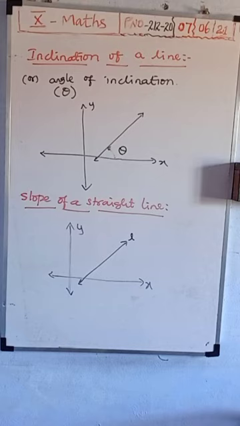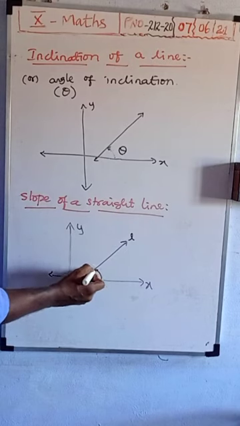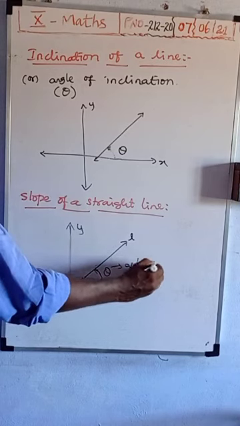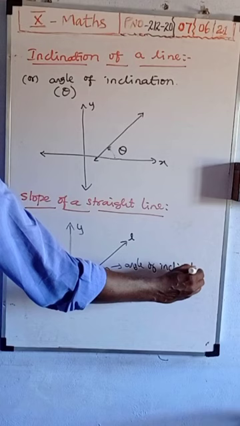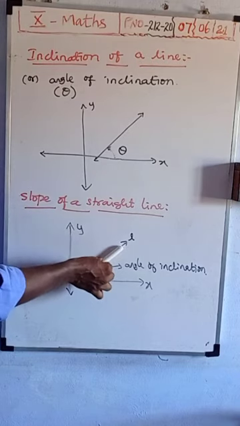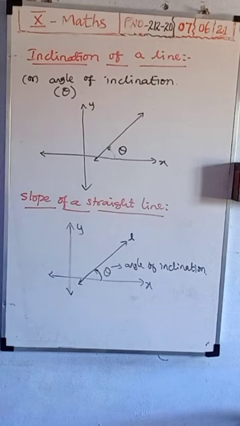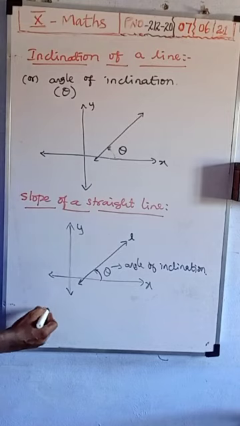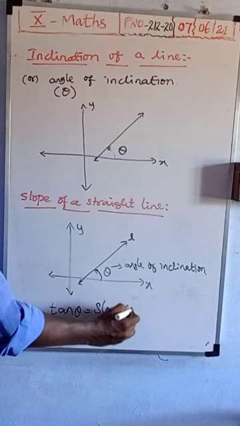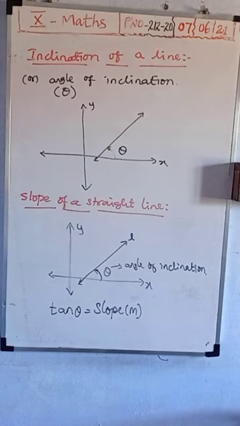Theta is the angle of inclination. Here we will use this angle of inclination. For a non-vertical straight line, this is vertical and this is non-vertical, tan theta is called the slope or gradient. Slope means tan theta is equal to slope m; slope is denoted as m. So in a non-vertical straight line we get a slope.